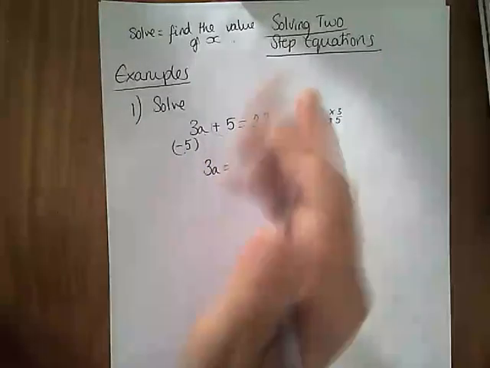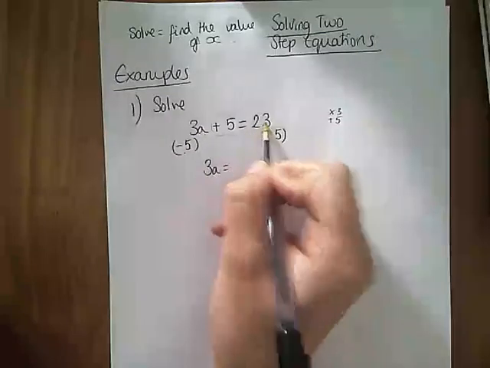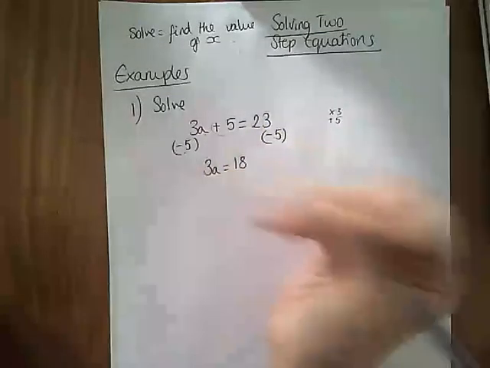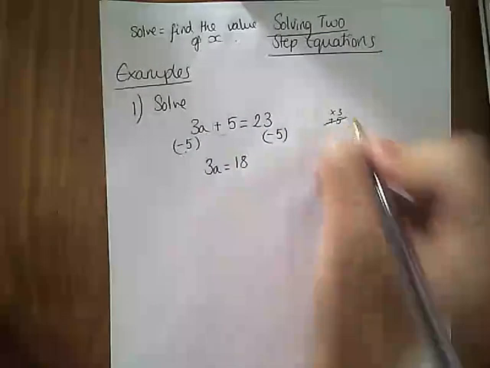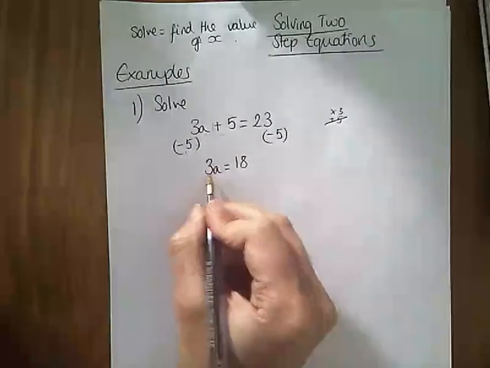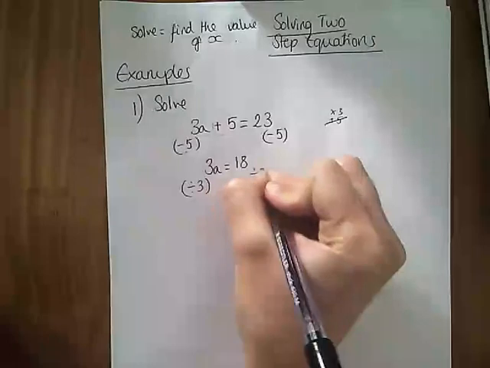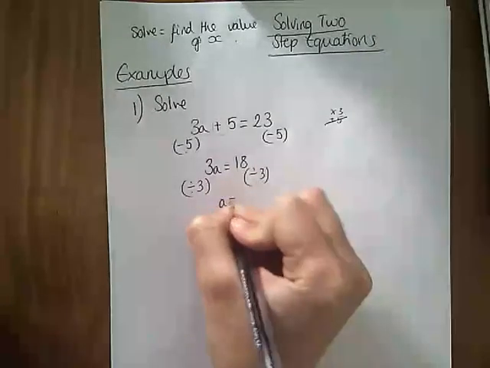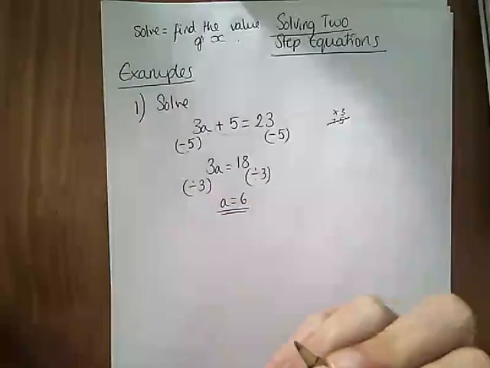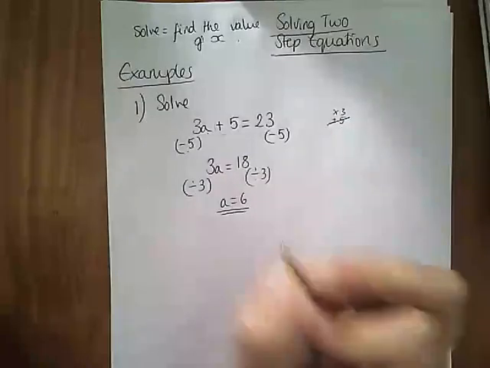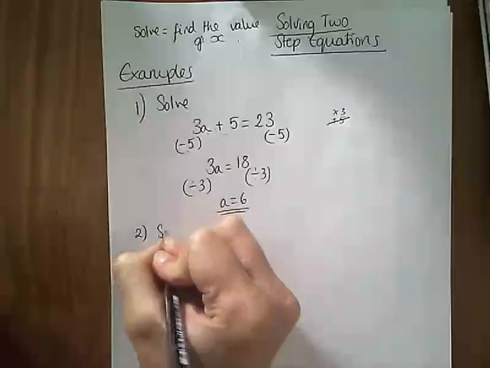Okay, so we've got 3a equals, and then 23 take away 5 is 18. We've dealt with that. And then what is happening to a now? It's being times by 3. So to reverse the times by 3, we divide by 3, and you get a equals 6. Hopefully that makes sense. Let's do a couple more just to make sure we're happy.